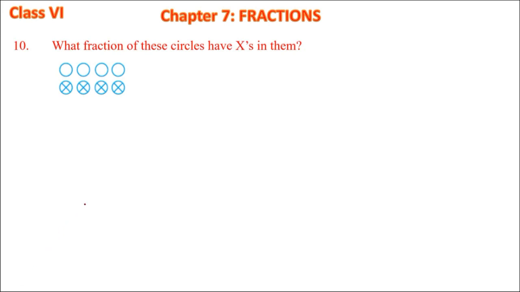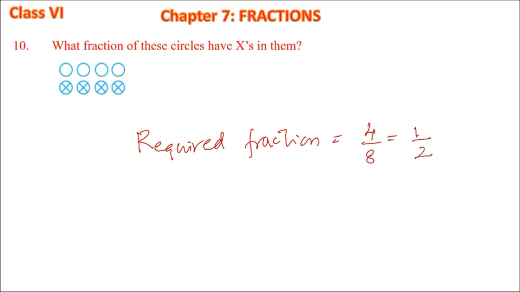Question number 10. What fraction of these circles have x in them? You count the number of circles here. There are totally 8 circles. Among these 8 circles, x are marked in 4 of them. So the required fraction is 4 out of 8. Can be further simplified. It becomes 1 upon 2 by dividing both numerator and denominator by 4.